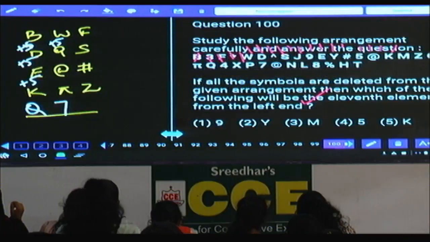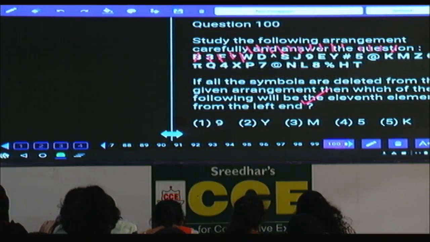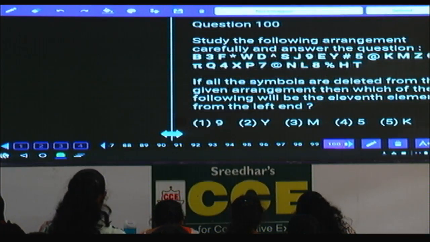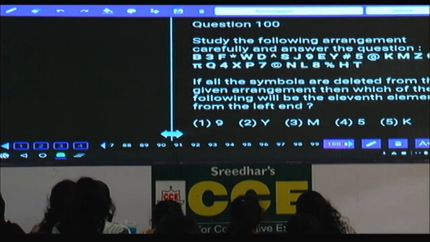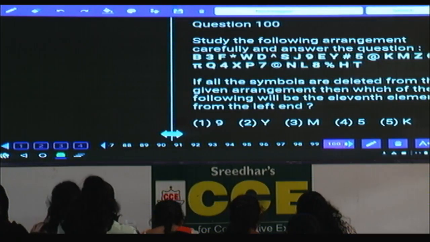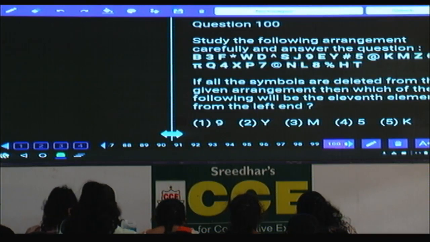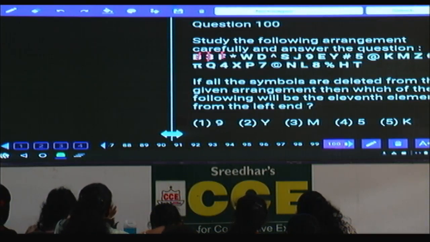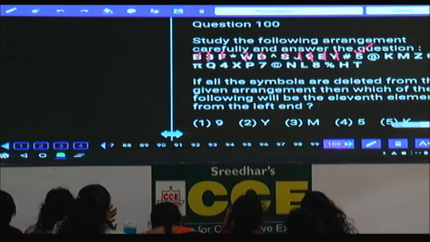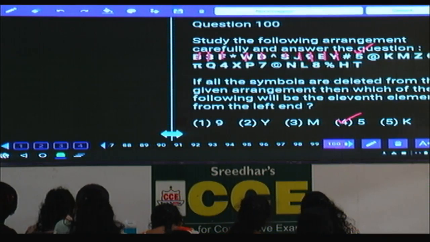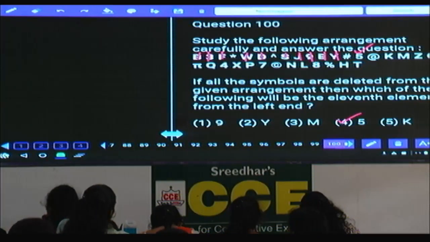Then 100. Now in this question number 100. If all the symbols are deleted from the given arrangement, which of the following will be 11th from the left? 11th from the left without the symbols. 1, 2, 3, 4, 5, 6, 7, 8, 9, 10, 11. 11th element is 5, choice 4. Done? Yes, done with this one.